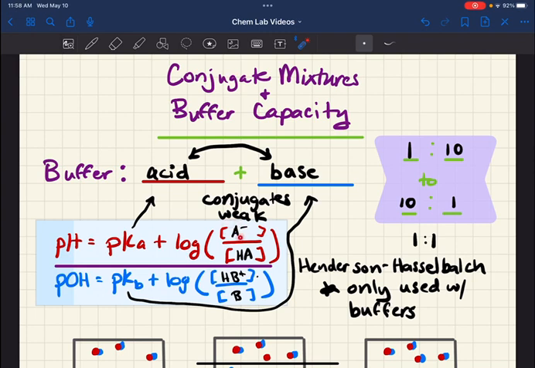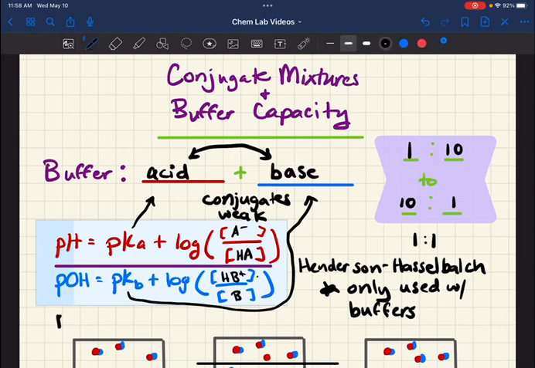This could be thought of as a weak base, and this is the conjugate acid. We could use these terms interchangeably, and therefore we could use the Henderson-Hasselbalch formula versions interchangeably in a sense. I'll rewrite this pOH one just to illustrate that.